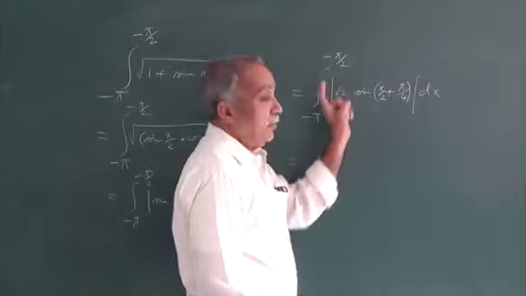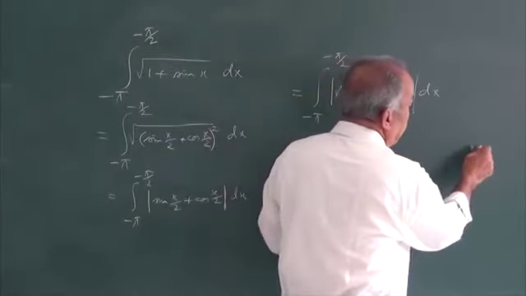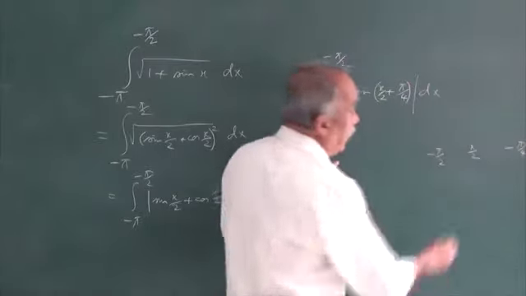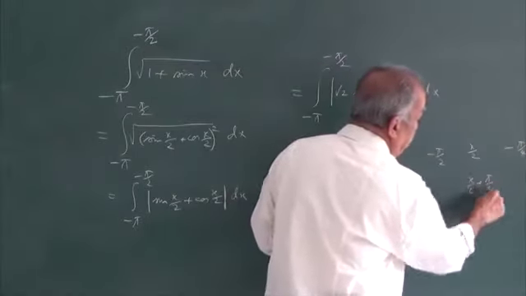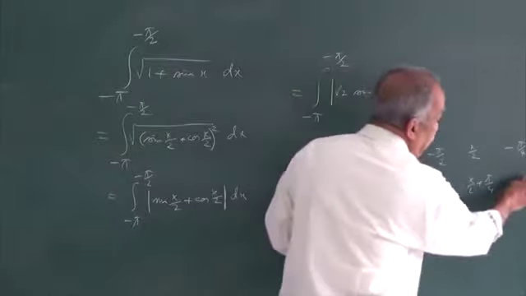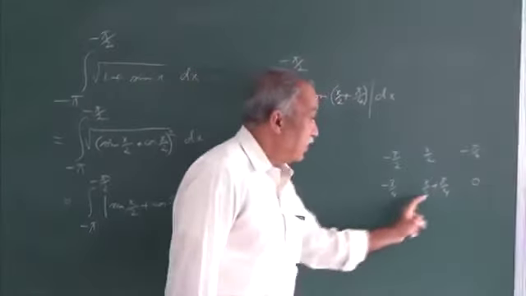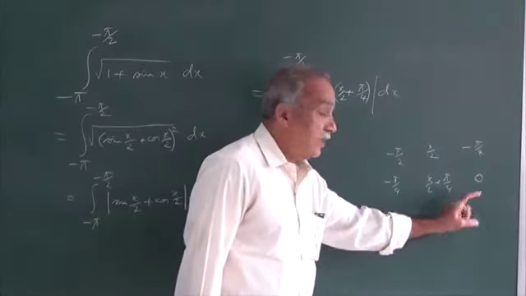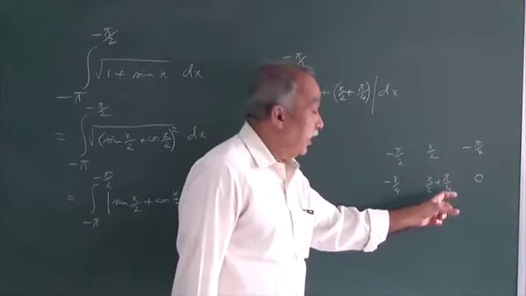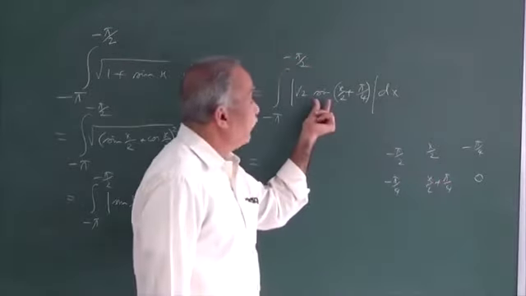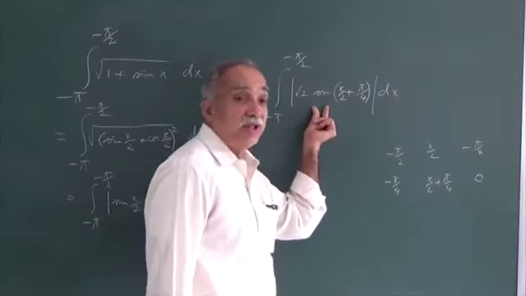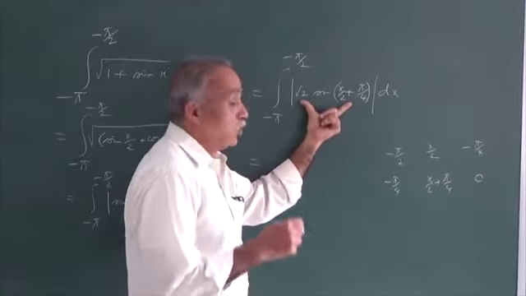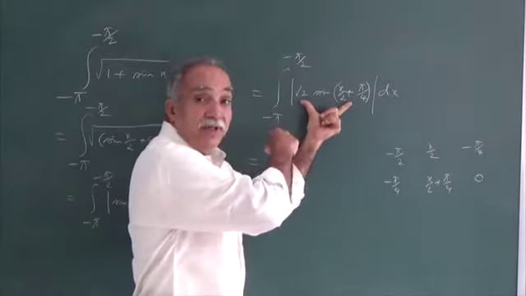Notice that for x between minus pi and minus pi by 2, x by 2 will be between minus pi by 2 and minus pi by 4, and x by 2 plus pi by 4 will be between minus pi by 4 and 0. This is a part of the fourth quadrant. Minus pi by 4 to 0 means the later half of the fourth quadrant. In the fourth quadrant, do you have a definite sign for the sine function? Yes, it is throughout negative. Therefore, this is a number which is throughout negative in the interval of integration.